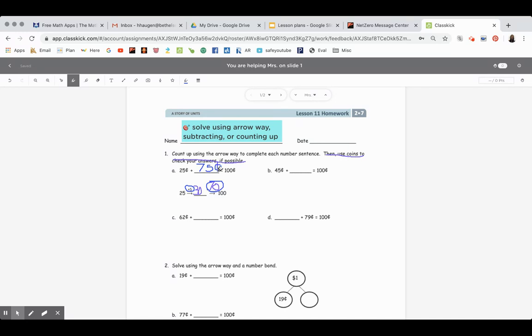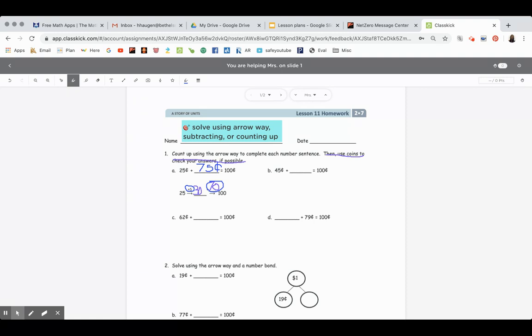And I know if I have 1 quarter and I add 3 more quarters, that's going to get me 4 quarters or $1. So I know that makes sense. For some of you, this is going to be the quickest way and probably the most efficient way to get the correct answer. I'll show you another way on B.